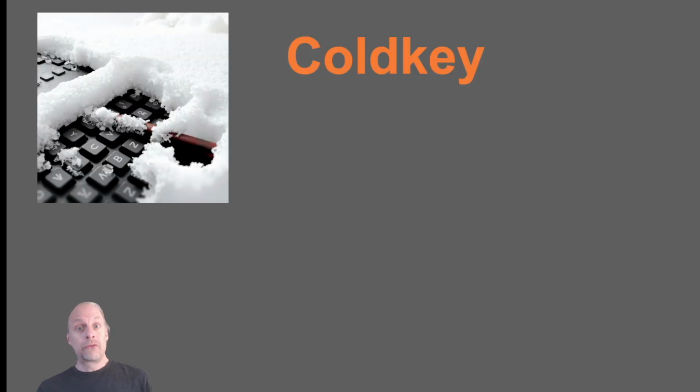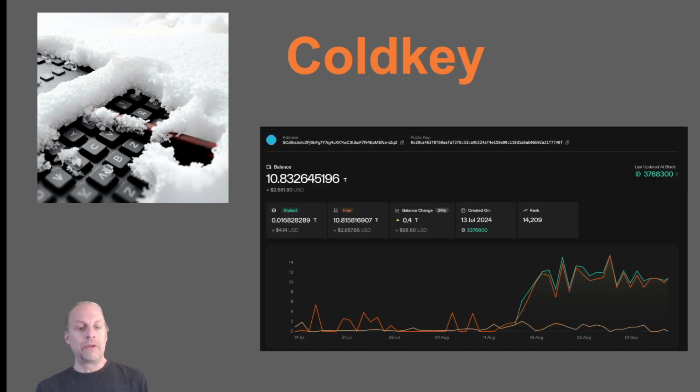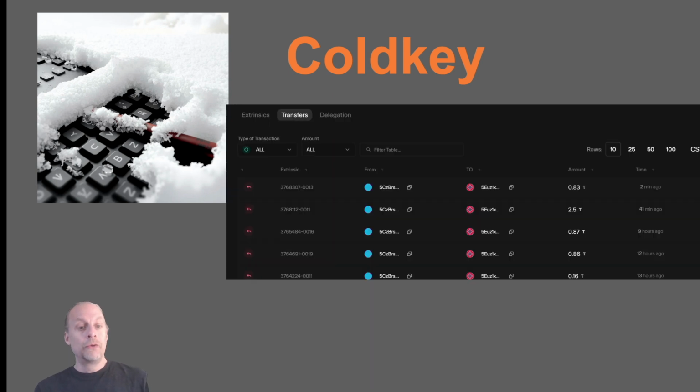Let's kick it off with just a review of all keys and wallets that exist inside the network. Every Tau holder has a cold key, and this is your wallet address. And if you go to TauStats, you can see how much Tau is in your cold key. And cold keys are where you do transactions. If you're transferring Tau into your wallet or out of your wallet, you're doing it from your cold key.